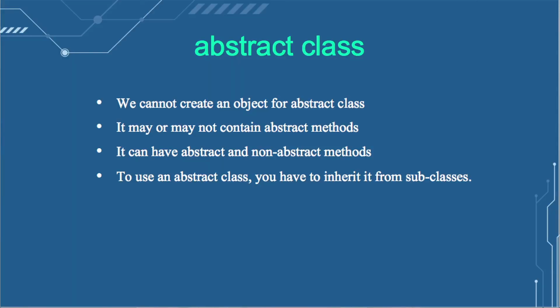There are some important points about the abstract class that you must know. Number one, we cannot create an object for abstract class. Number two, it may or may not contain abstract method. It can have abstract and non-abstract methods. To use an abstract class, you have to inherit it from subclasses. So, a class whose object cannot be created is called abstract class. We can only inherit the abstract class.